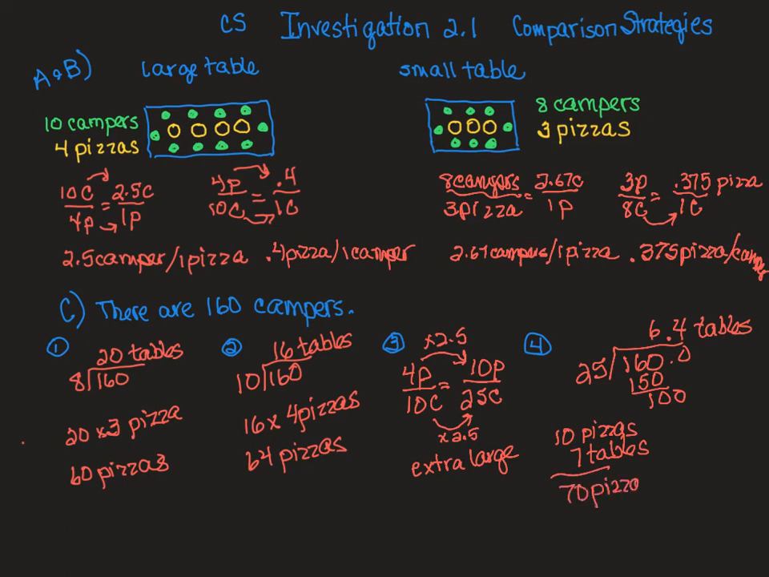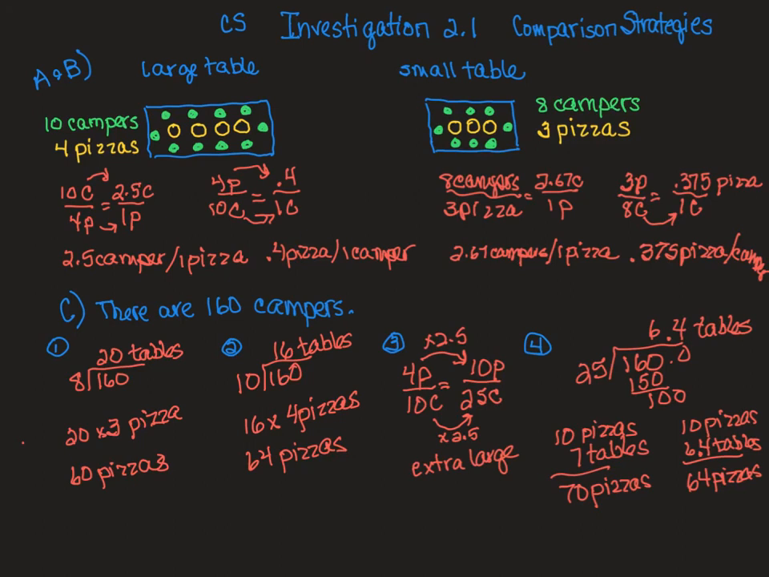Now, you might have done this. You might have said, well, if I have 10 pizzas for 6.4 tables, okay, then you need 64 pizzas. I will take either of those answers. But in real life, if we were setting this up at a camp and we were setting up that other extra large table, we would probably need those extra pizzas. But I think you could defend both answers.